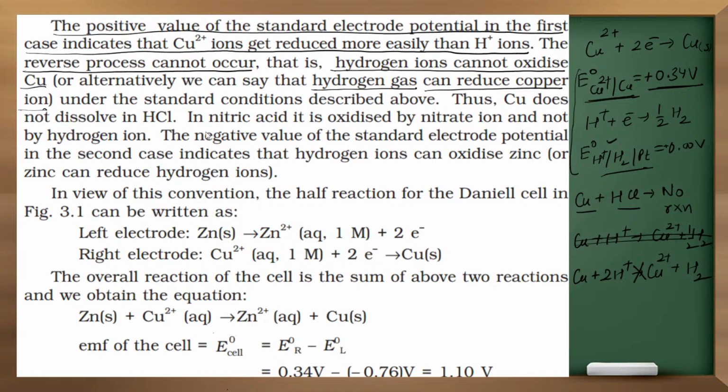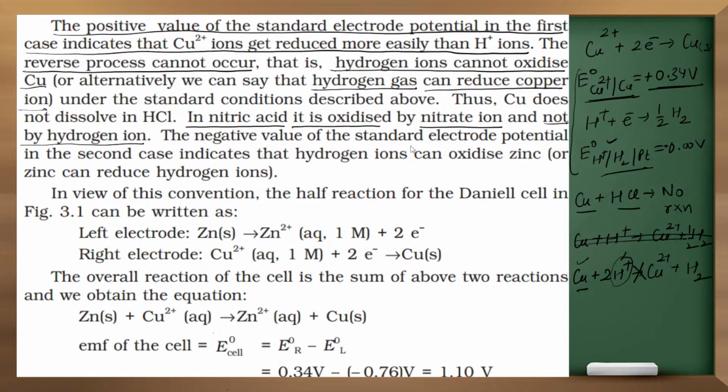But in nitric acid, copper is oxidized, where H plus ions are not the oxidizing agent for copper, but copper is oxidized by nitrate ion and not by hydrogen ion.